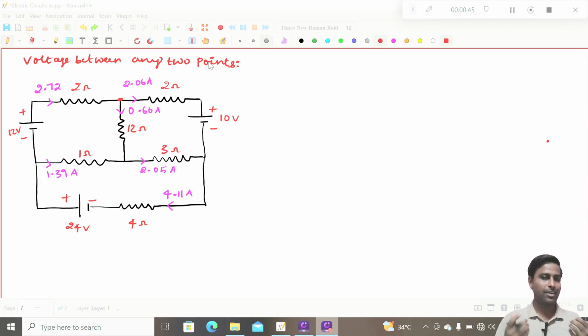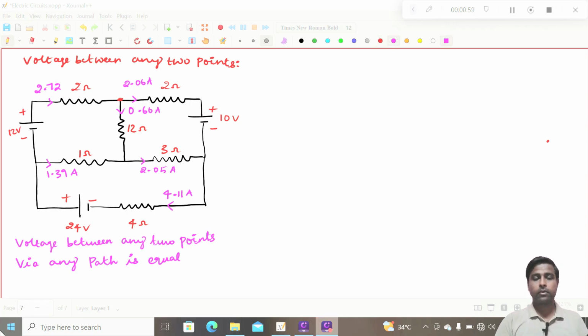You just hear it, then I will explain how it is possible. Voltage between any 2 points via any path will be equal. Let me write that. So see, this is the definition: voltage between any 2 points via any path will be equal, right?